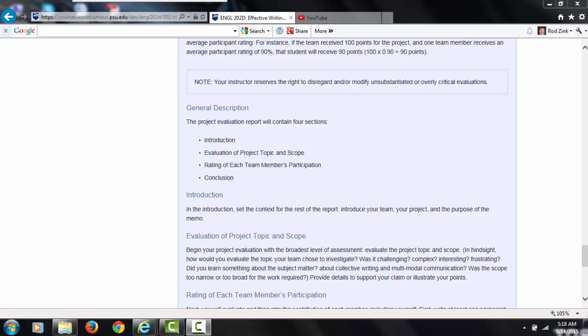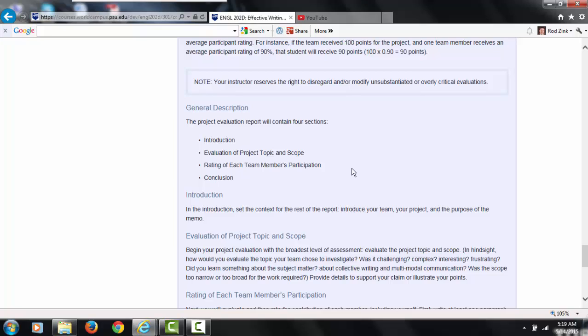The heart of the group evaluation, of course, is the rating of each team member's participation section of the document. It is in this section that you will focus most of your energy and where most of your content should be created. This is also the section that will present the opportunity for us to more fully explain the way your individual grade is determined.